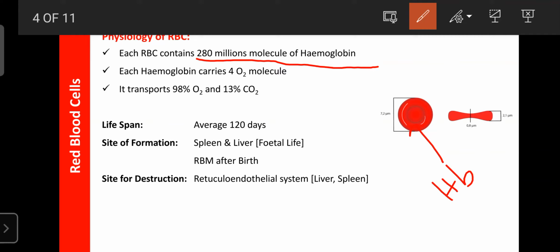Hemoglobin consists of two parts: one is the protein part and the other is the non-protein part. This is the composition of hemoglobin.